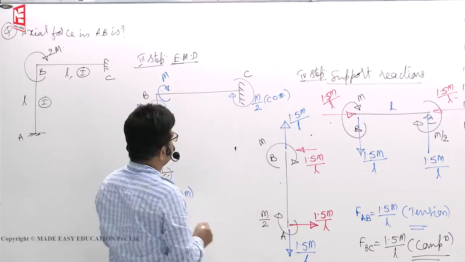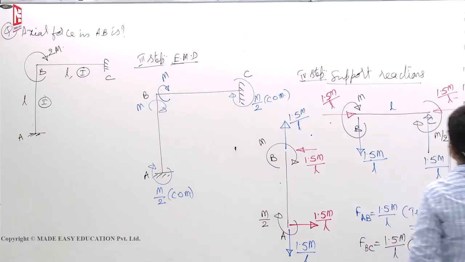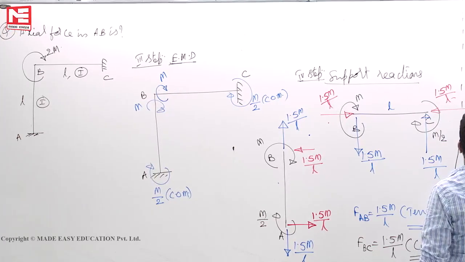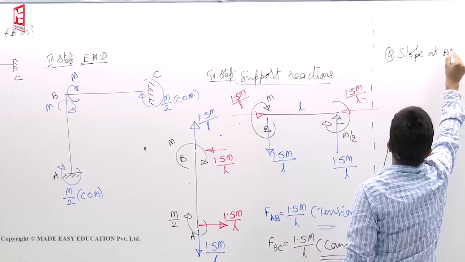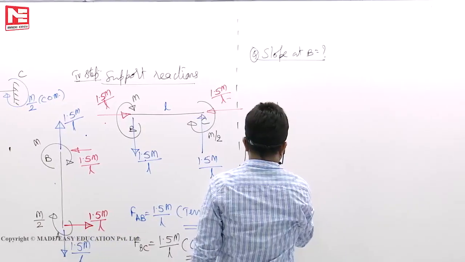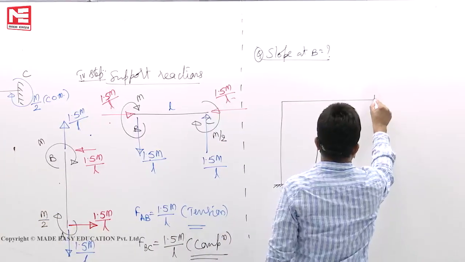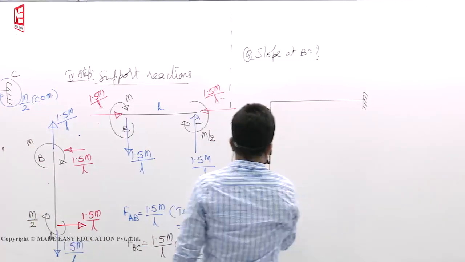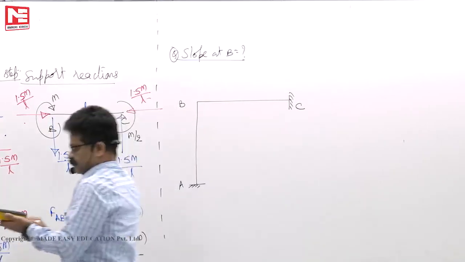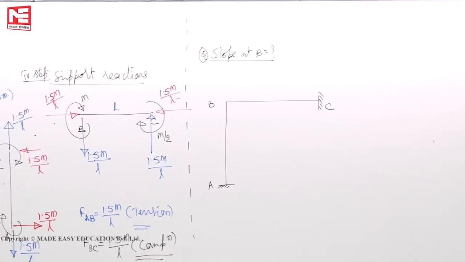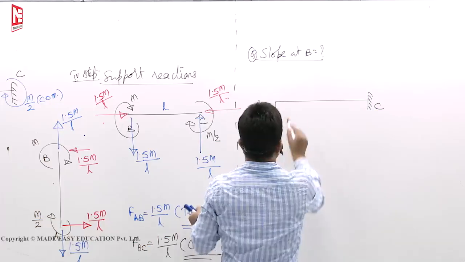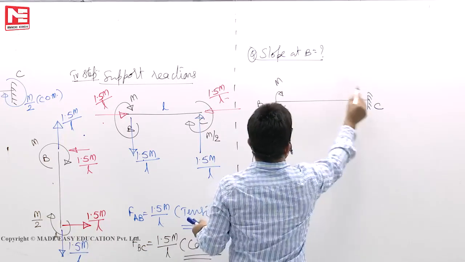How the deflection profile goes. This is our additional problem. Slope at B we want, say. This way also they can ask. This point, let us say, A, B, C. Here M is there. Here the moment is M. Here it is M by 2.